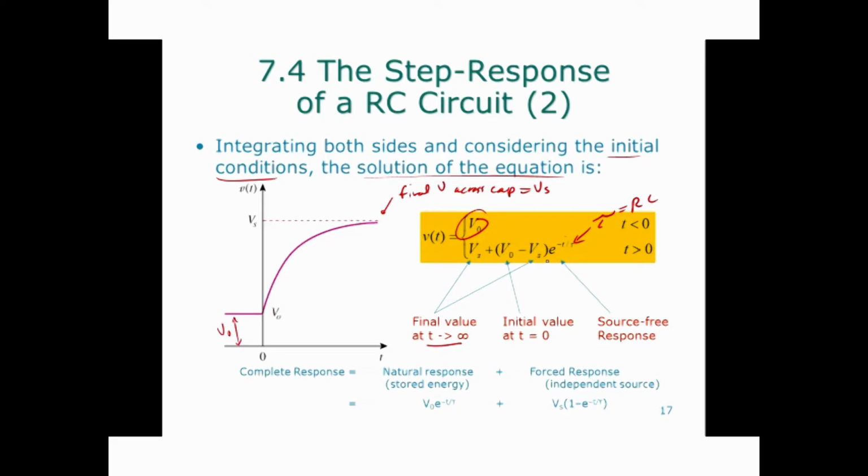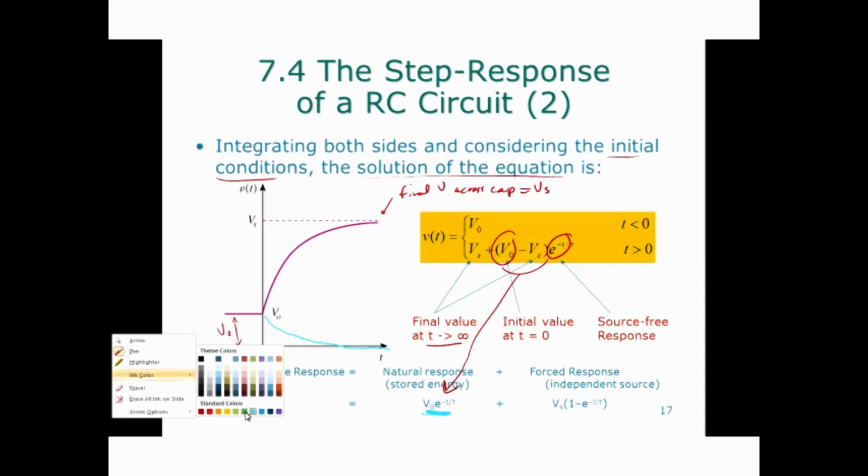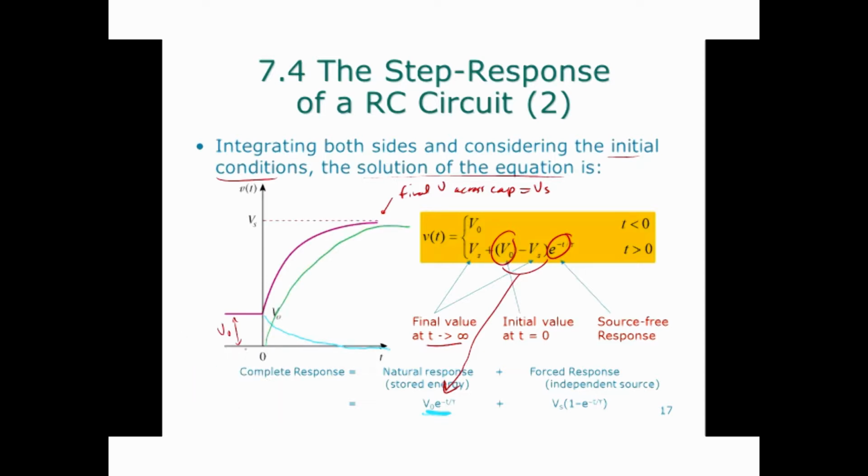You can separate these two equations and see that the complete response includes the natural response, V0 e to the minus t over tau. That's this part here, which is based on any stored energy. In blue, the natural response looks like this: whatever initial stored energy there was, slowly decaying to 0. The forced response is the response as if there was nothing there initially, so in green it looks like that. If you add the green and the blue together, you get this red solution right there.